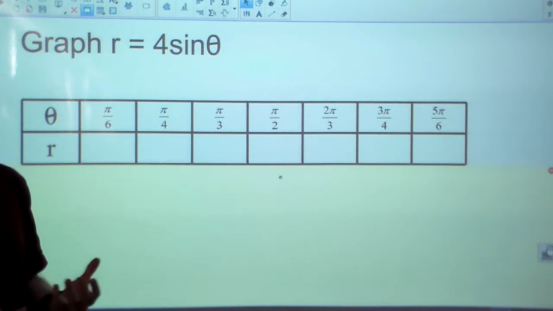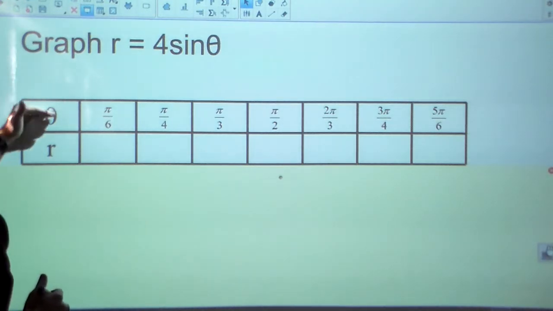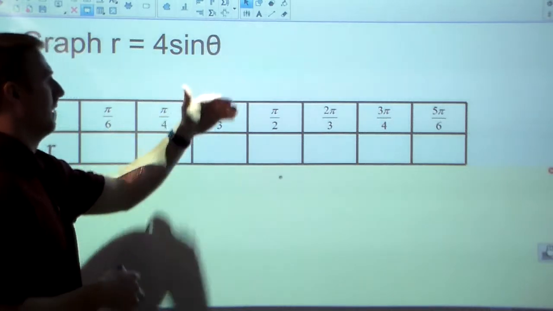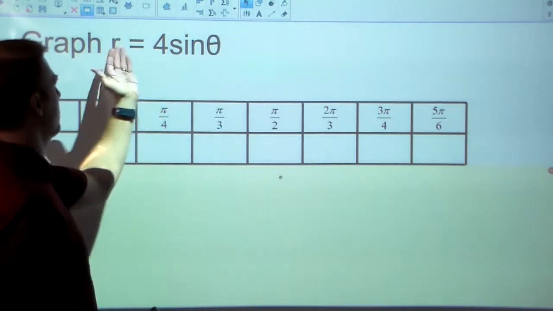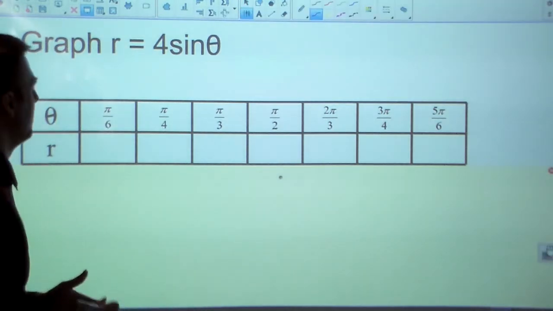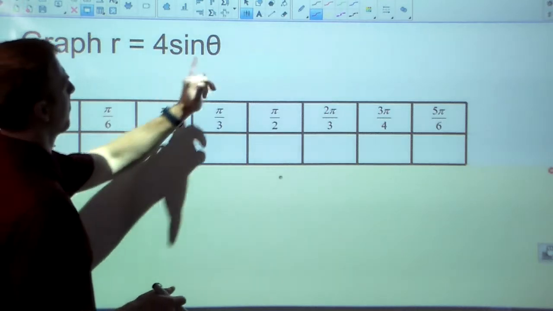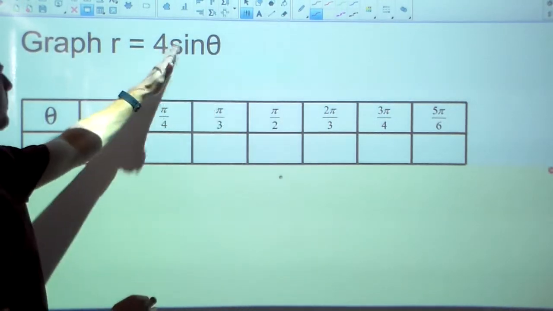And to make a graph, just like we typically do with most things, we're going to do a chart here. We've got some different angles as inputs, kind of like x would be in a normal function. We're going to see what the radius comes out to be as your output, kind of like the y in a normal function. So let's run through and see what happens. If you plug in pi over 6 for theta, well, sine of pi over 6 would be a half. 4 times a half would be 2.